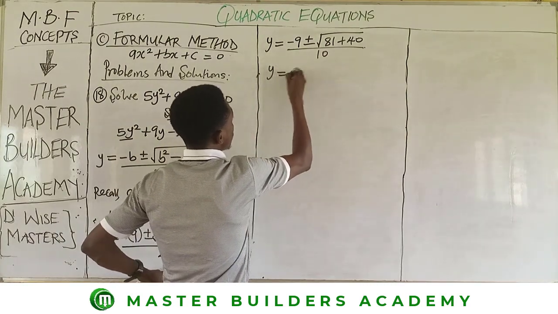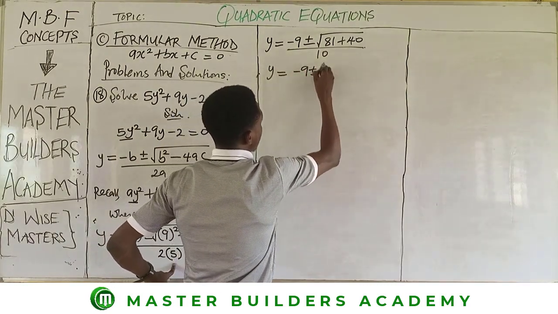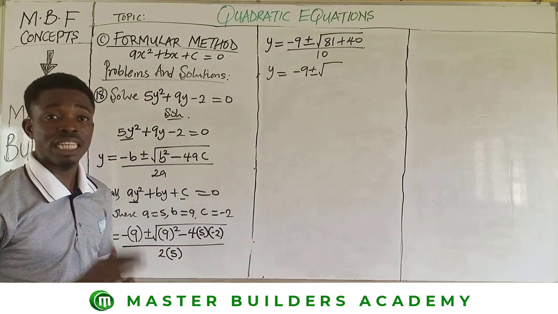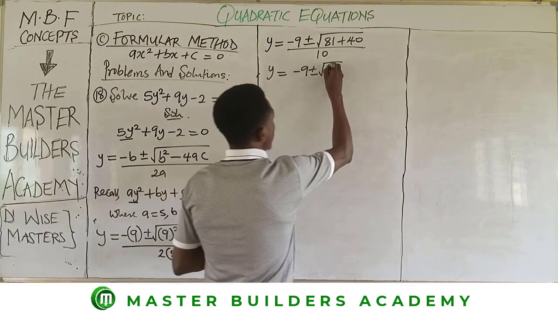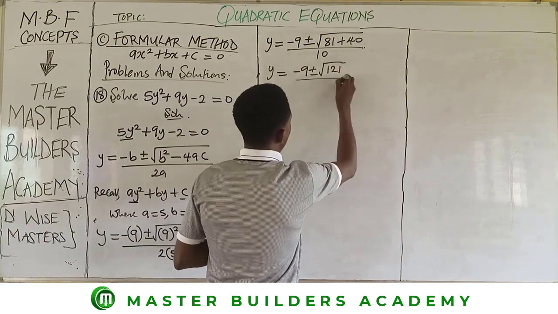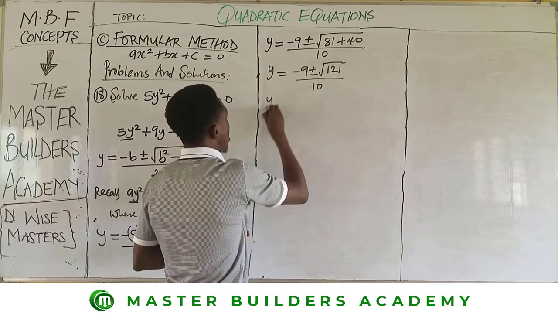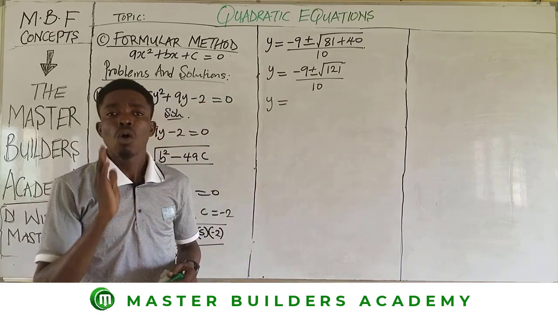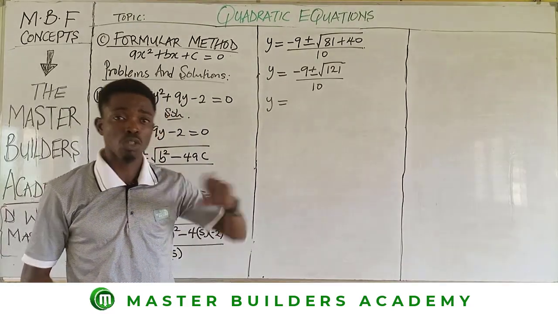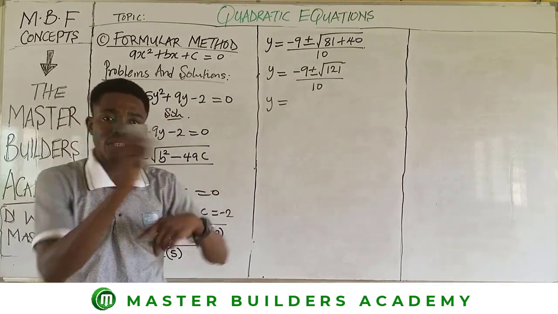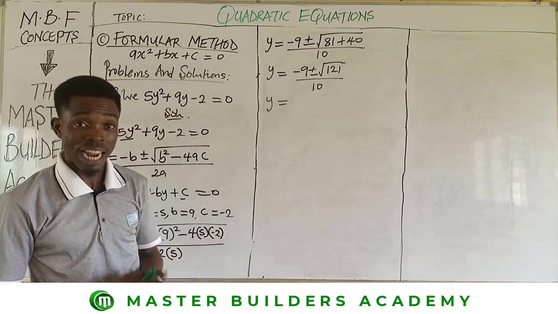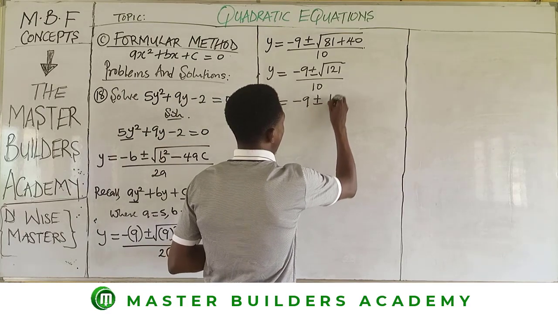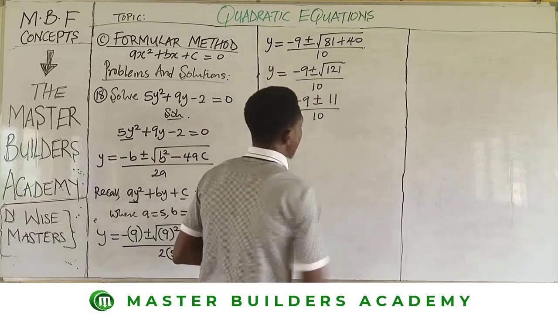There we have y is equal to minus 9 plus or minus the square root of. Now, 81 plus 40 will give us 121. Then we have 121 all over what? 10. Now, all we need to do next is to what? Find the square root of 121. Of course, guys, 121 is a perfect square, and the square root of 121 is 11. That means 11 times 11 is 121, right? Now let's go. Then this would have given us minus 9 plus or minus 11 over 10.